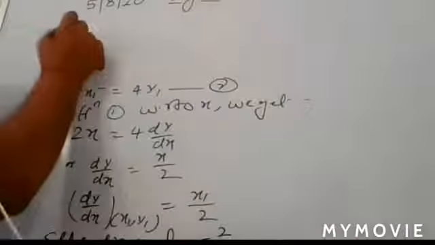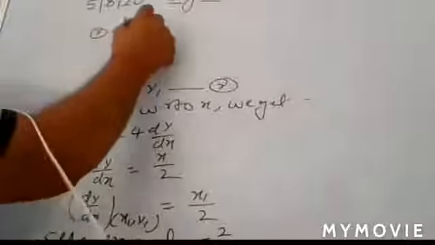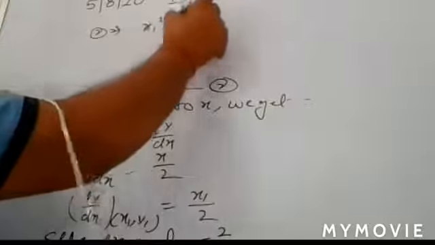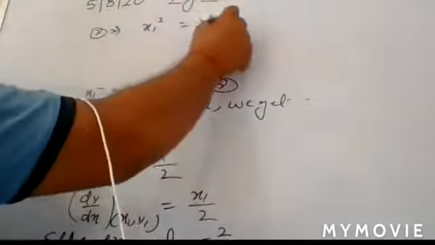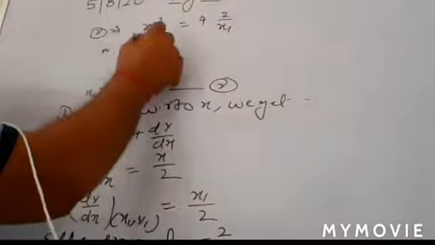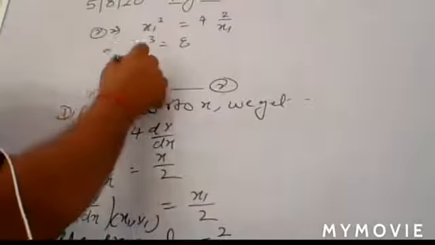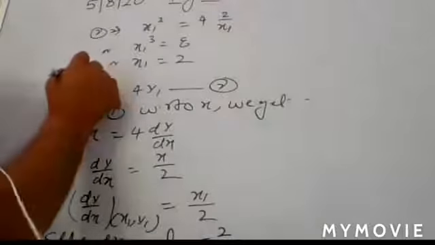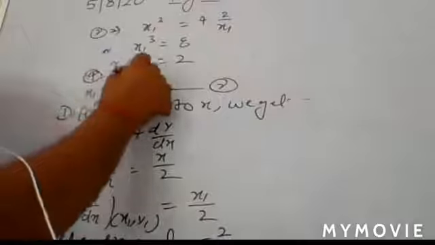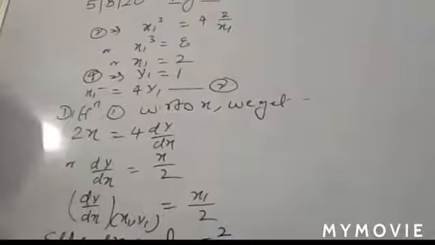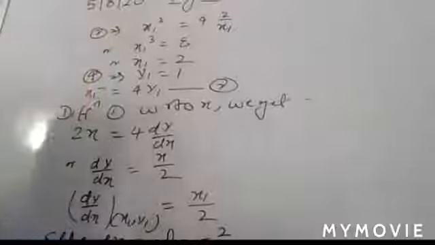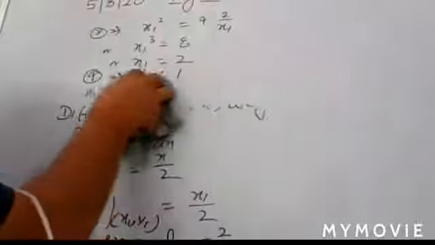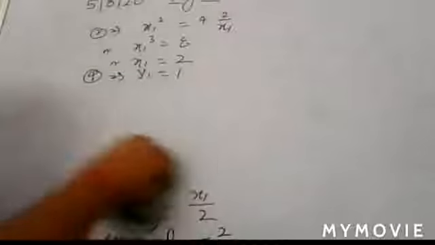Right. So 2 implies x1 square is equal to 4 into 2 by x1, and here you have x1 cube is equal to 8, so x1 is equal to 2. So x1 is equal to 2, and if you are putting it again in 4, so you have y1 is equal to 1. In this way, here you have the value of x1 and y1, means point of contact. Point of contact is known.